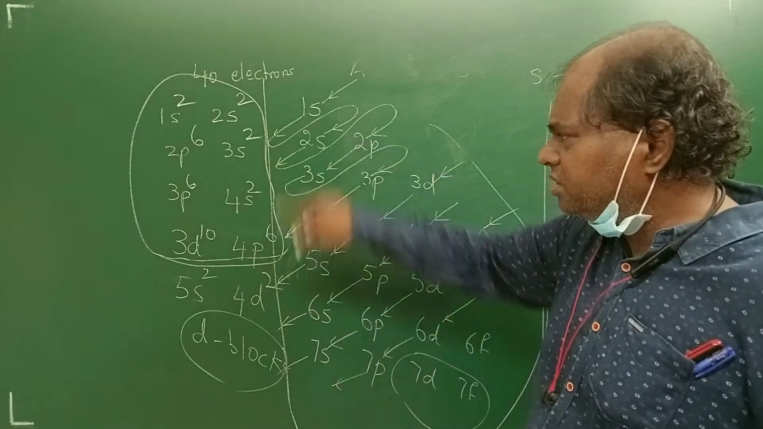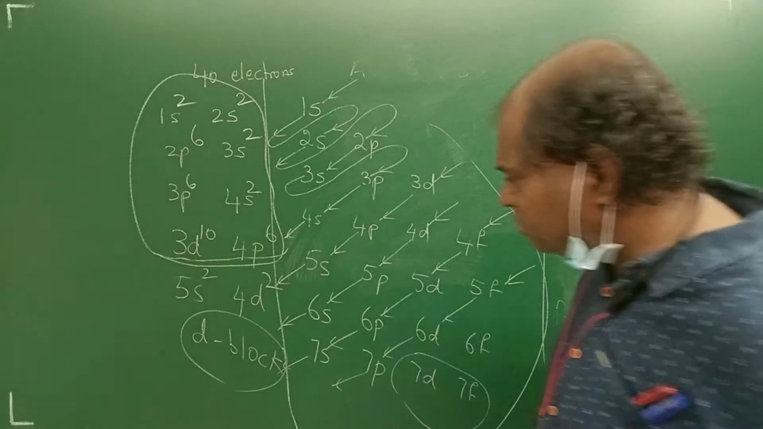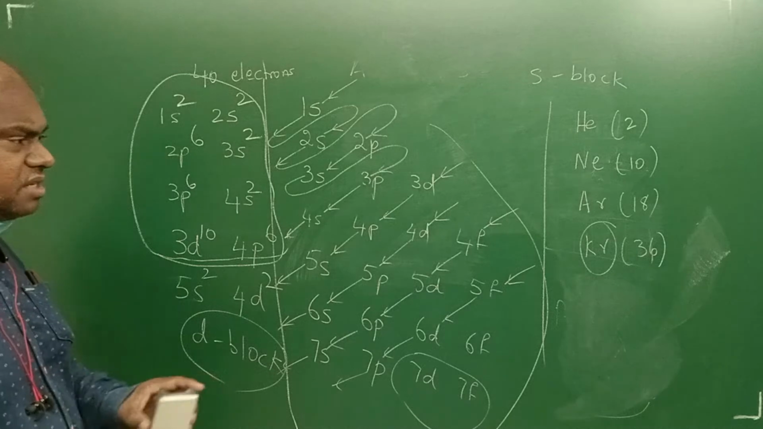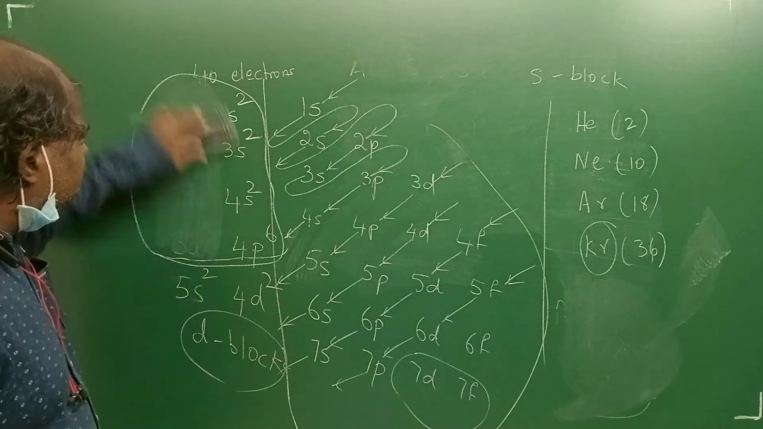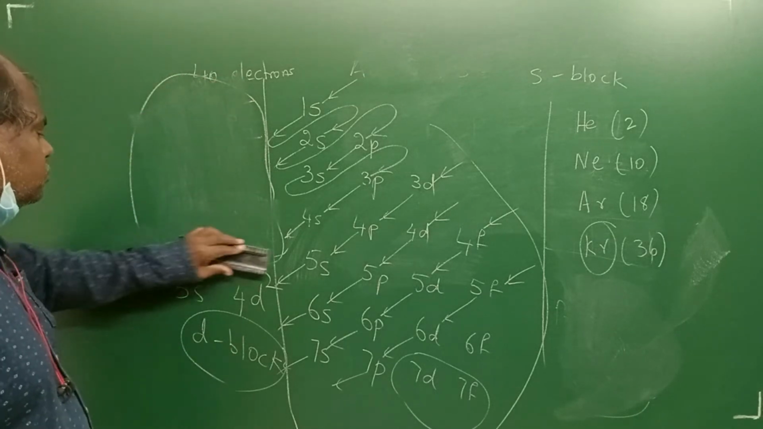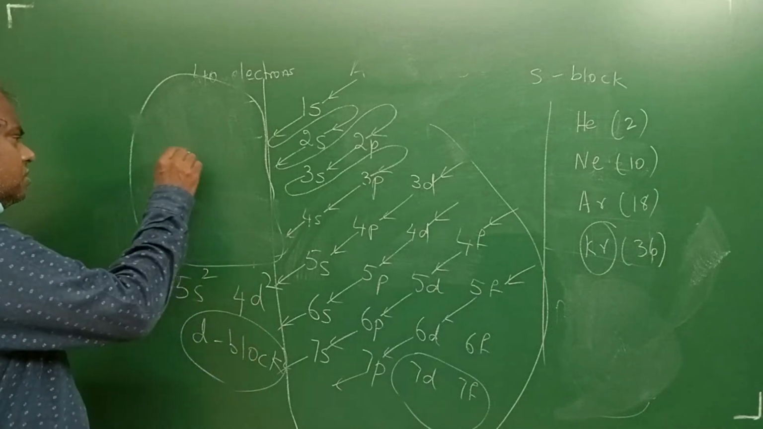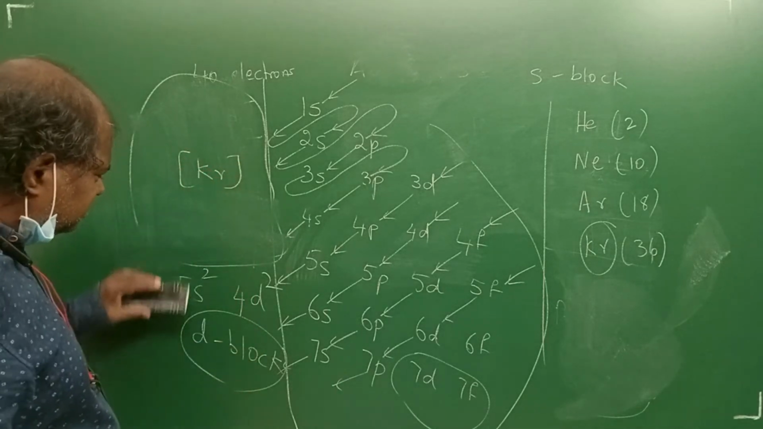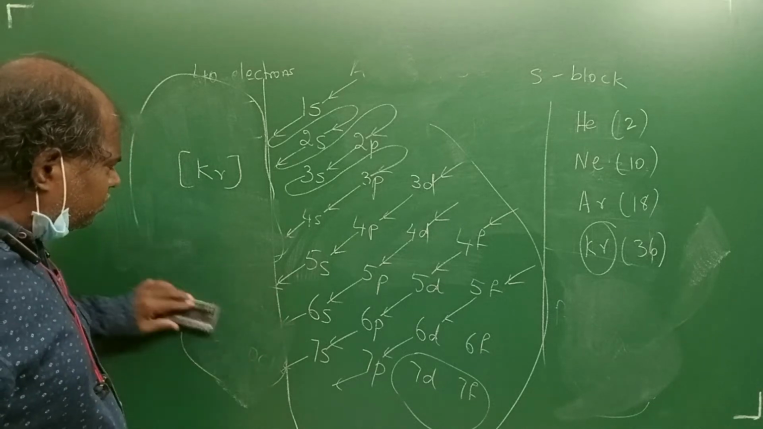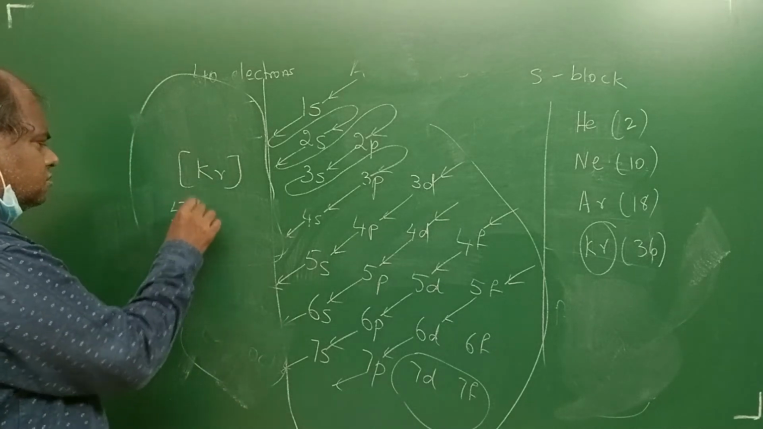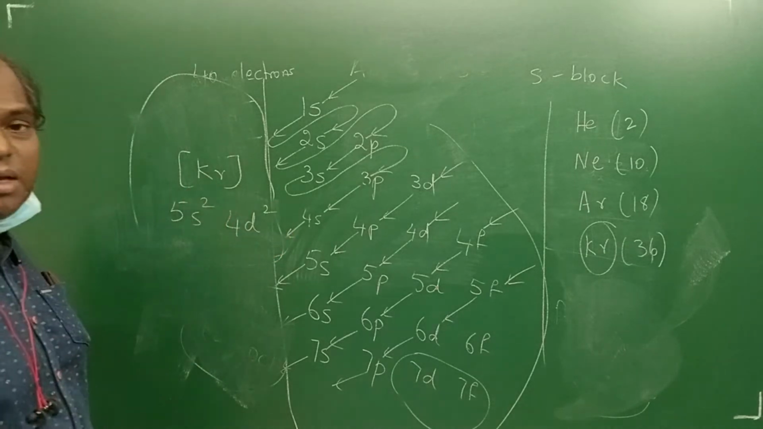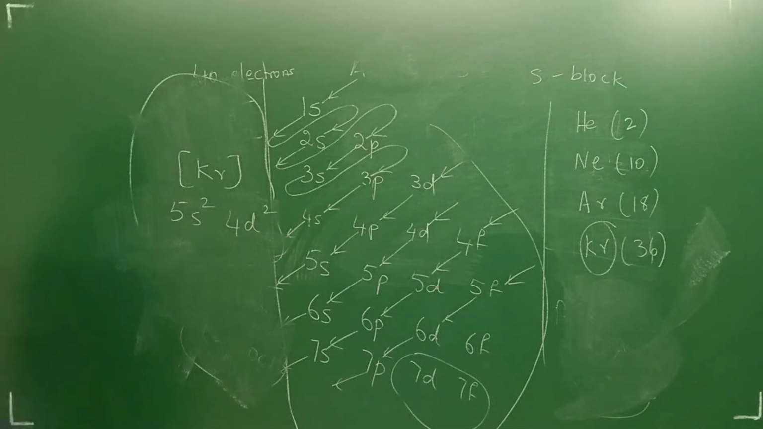So instead of writing this whole thing, you can write a shortcut way now. You can just write krypton for this whole 36. So you can write krypton and then write these things: 5s2, 4d2. This is an easier way of doing it.